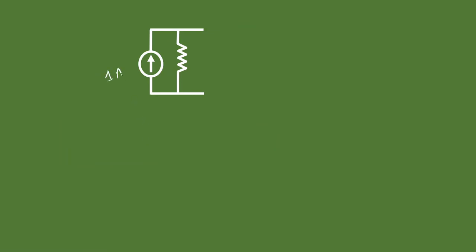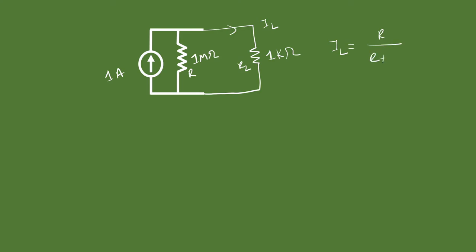Suppose I have a 1 ampere current source, okay, and the internal resistance is simply 1 mega ohm, and I put an external load resistance of 1 kilo ohm. So ideally the load current should have been 1 ampere, but now let's see what happens. Now the load current is equal to, as you remember, this is RL and this is R. So the load current should be R divided by R plus RL, this fraction of the total current, right? If R was infinite, then infinite divided by infinite should cancel out and the load current should have been equal to the supply current. But now if I put the values here, 1 mega ohm divided by 1 mega ohm plus 1 kilo ohm, into 1 ampere, then we can calculate this.